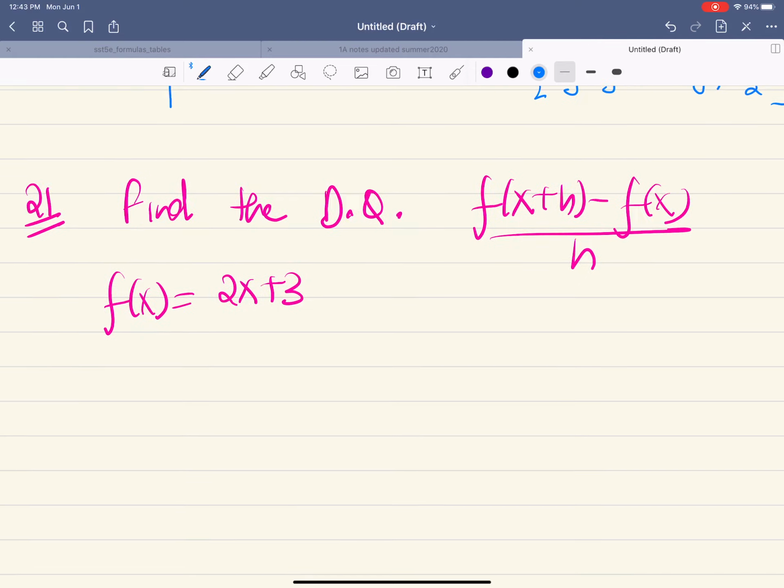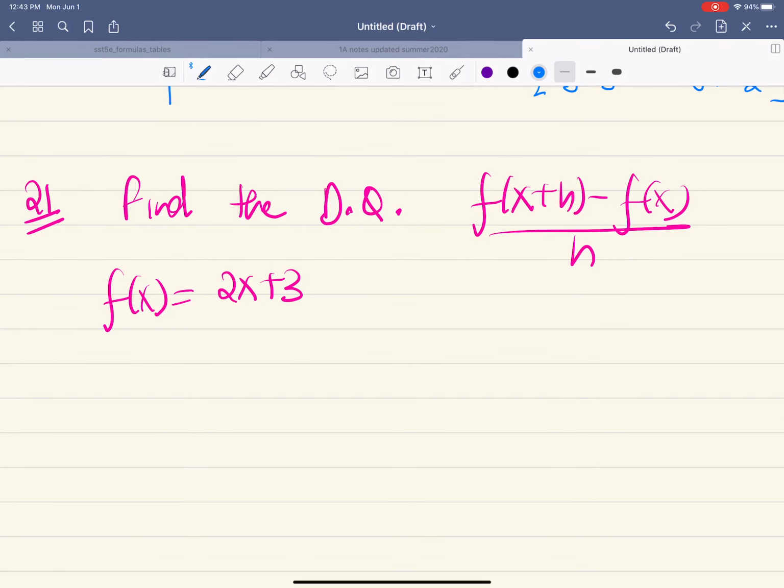Find the difference quotient. That's number 21. That's what we're going to look at next. To find the difference quotient, make sure you know how to do this, because when we do derivatives, we would be talking about difference quotients again. f of x plus h minus f of x, divided by h. That's called the difference quotient. My function f of x is 2x plus 3 in this case.